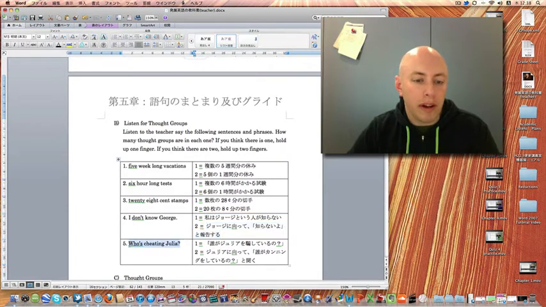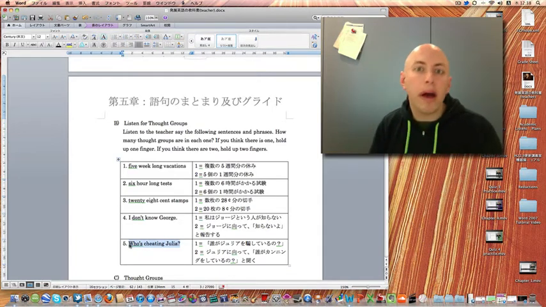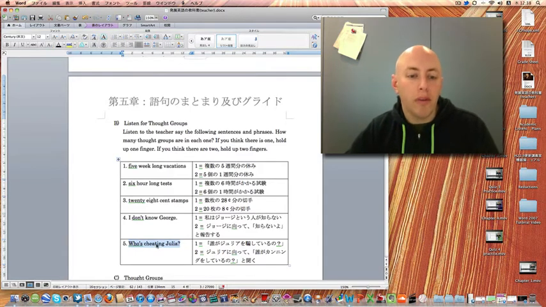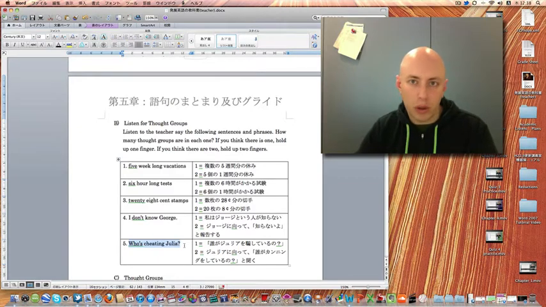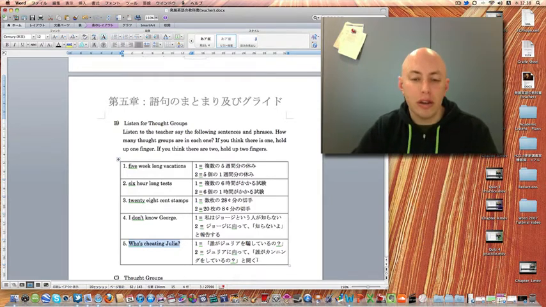Let's go to number 5, another example of pretty much the same thing. One sentence, in this case a question, that has its meaning altered by the number of thought groups. So, for example, "Who's cheating, Julia?" Two thought groups. In this case, when you say "Who's cheating, Julia," it actually means this. But if you say "Who's cheating Julia?" it's one thought group, so it means this instead.